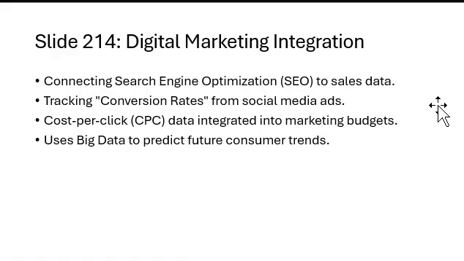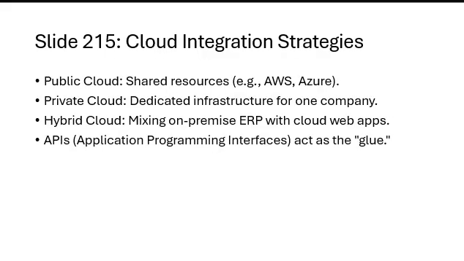Digital marketing integration. First, we have SEO, the search engine optimization. This will connect search engine optimization directly with sales data. Conversion rates are tracked from social media advertising campaigns. We have cost per click data integrated into marketing budget planning, and big data that predicts future customer trends and behavior. So integration improves efficiency for marketing resource allocation.